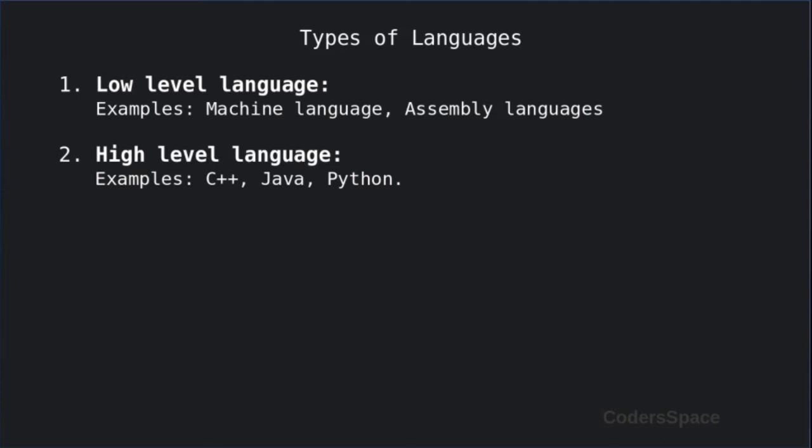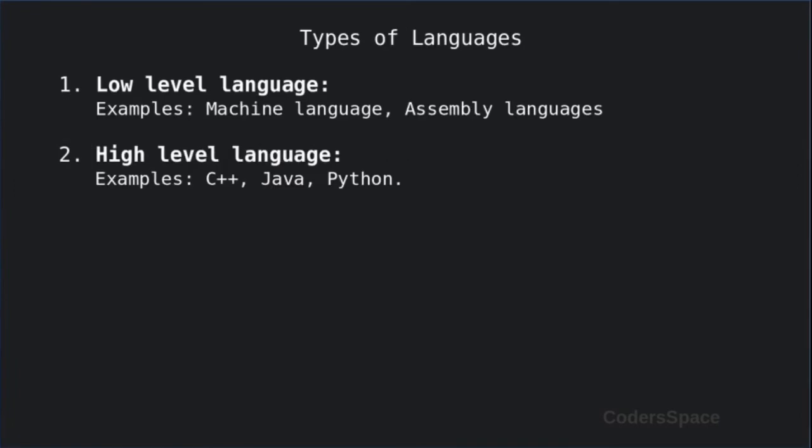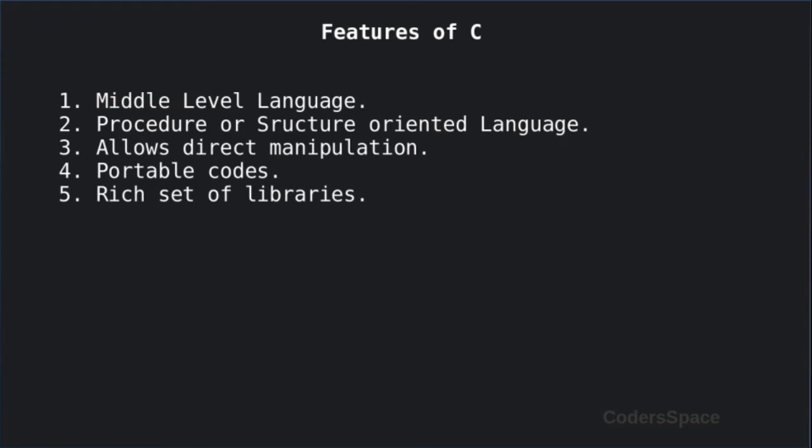So as we have seen, C is a middle level language, so it has the features of both the low level language as well as the high level language. So that is why we call C a middle level language. And the next feature of C is that it is a structure oriented or procedure oriented language.